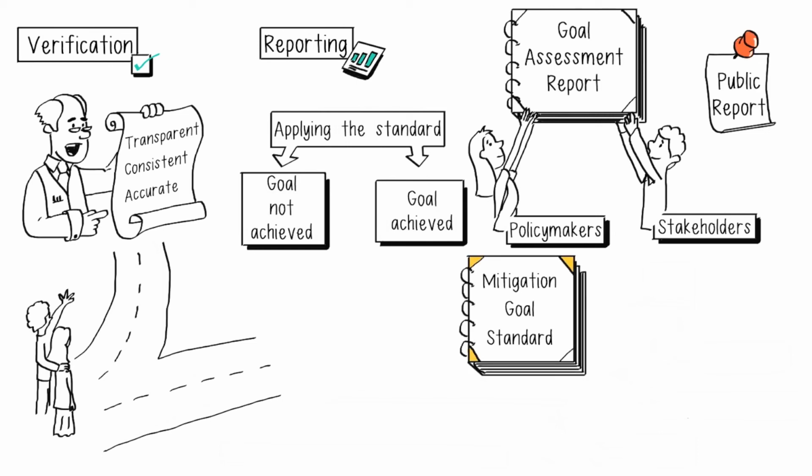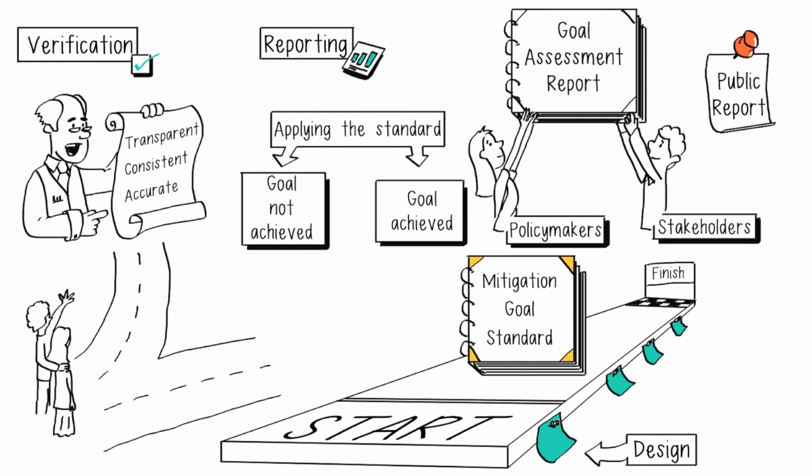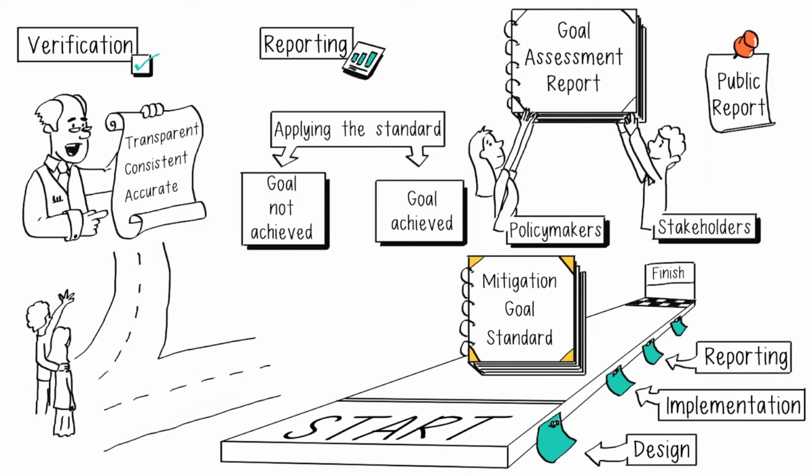Although some may apply the mitigation goal standard from start to finish and report on all areas of the standard, others may choose only to apply the standard at specific points in the process. For example, a user might report on design only at the beginning of the goal period or during implementation in the middle of the goal period. The standard was designed so that you can apply different parts of the standard at any point and report according to the reporting requirements for each.